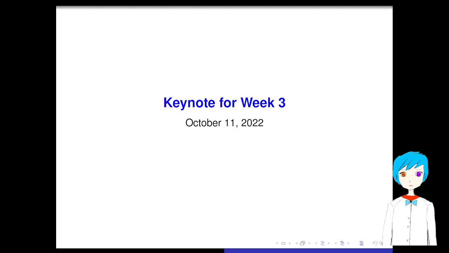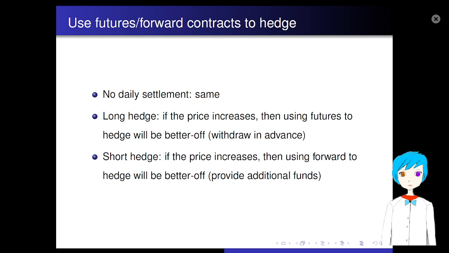Today I would like to give some keynote for week 3's lectures. So first, there are some differences between using futures contracts and forward contracts to hedge. If we don't take into account the daily settlement, then basically they are the same. But if we take into account daily settlement, then things are different.